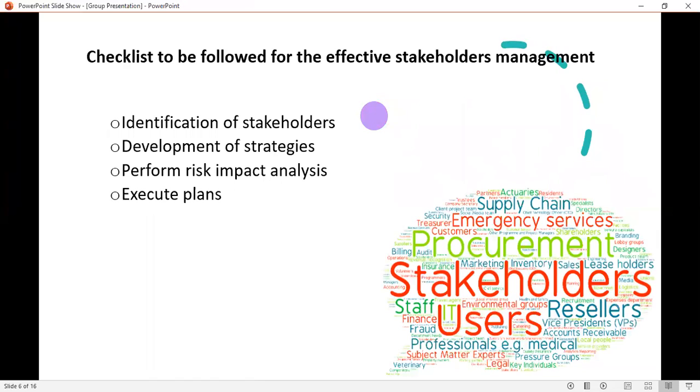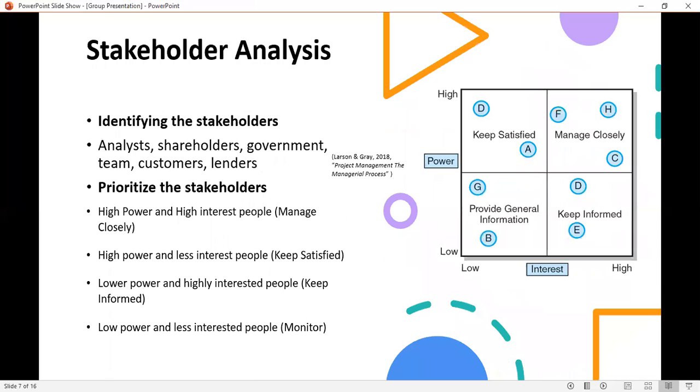Checklist to be followed for effective stakeholder management. For the checklist: identification of the stakeholders, development of strategies, performing risk impact analysis, and lastly executing plans. Next slide, explained by Tilina.